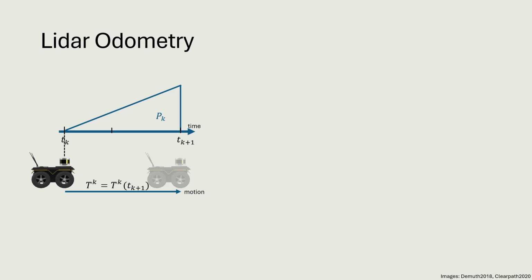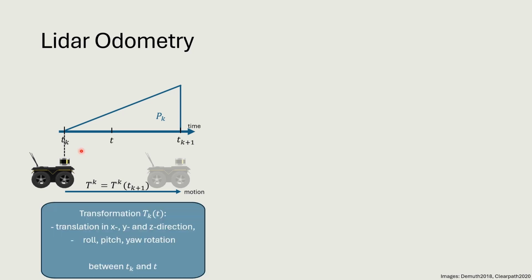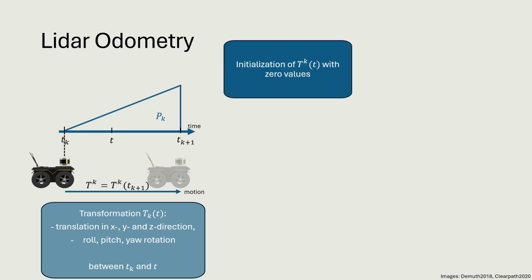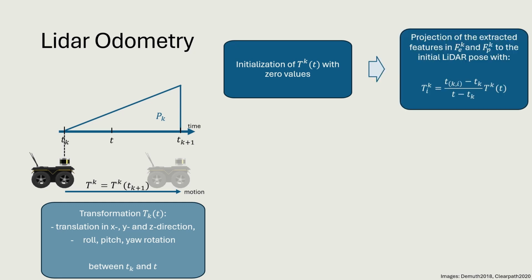We define capital T to the k of t as the transformation between tk and the current time t. We initialize the transformation's translational and rotational parameters with zeros. From the already recorded part of the sweep, we extract features and project them onto the initial LiDAR pose using capital T to the k of t.